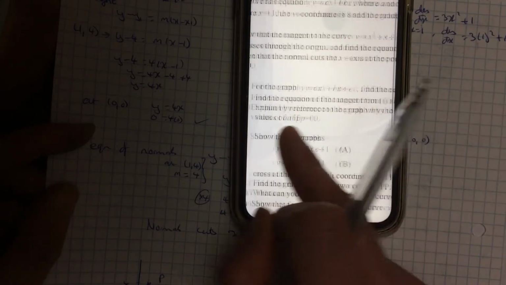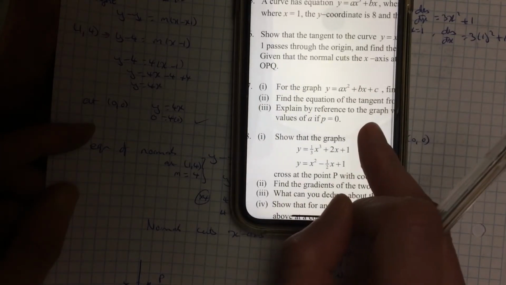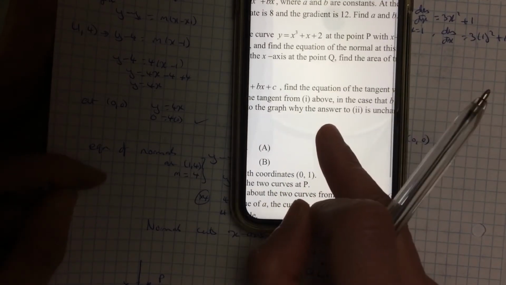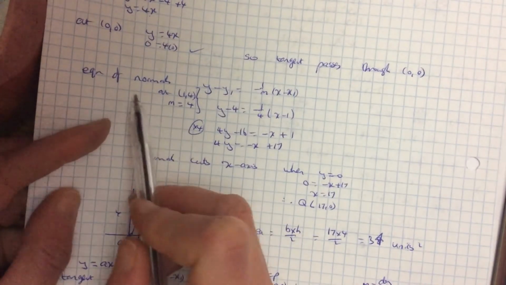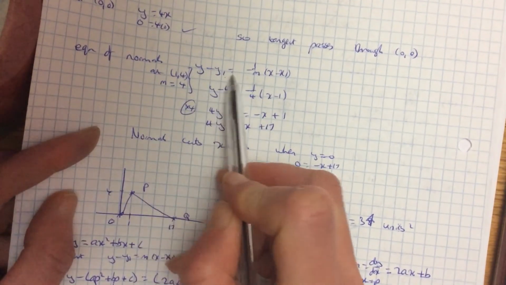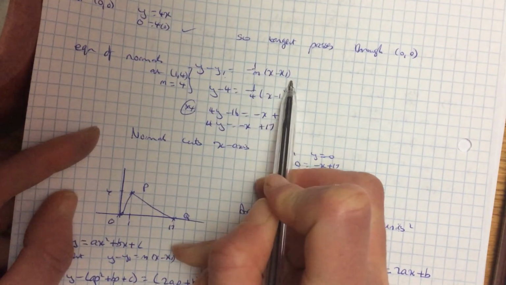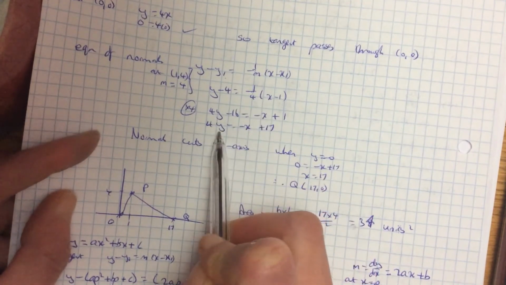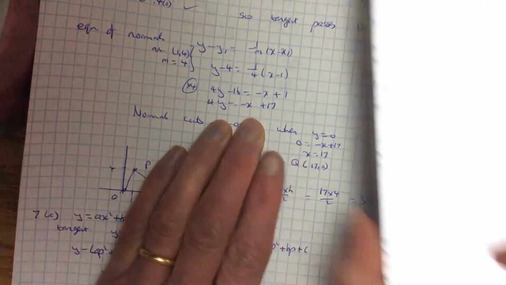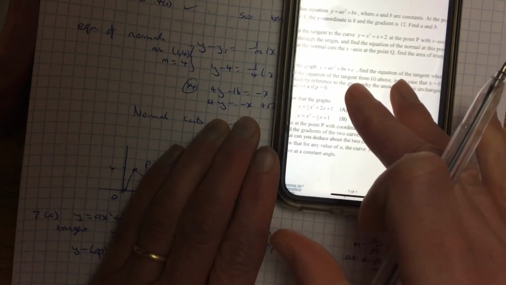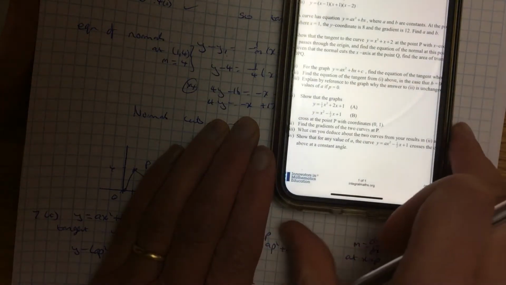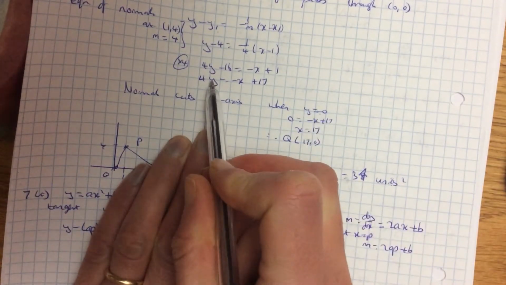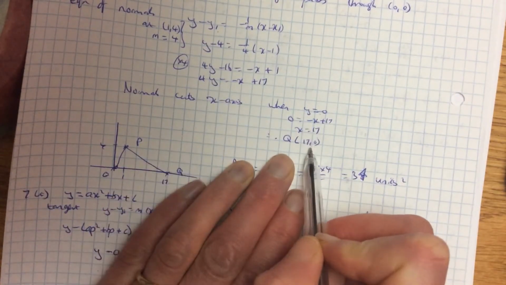Number 6. So find the equation of the normal. Given that the normal cuts the x-axis, find the equation of the normal, I have not done yet. Equation of the normal, y minus y1 equals minus 1 over m, times x minus x1. You're told the point and you know the gradient. So just sub your information in and you get this equation. Then the question asks you for where the normal cuts the x-axis at Q. So it cuts the x-axis when y is 0. So put 0 in there. So you get x equals 17, that's your point Q.